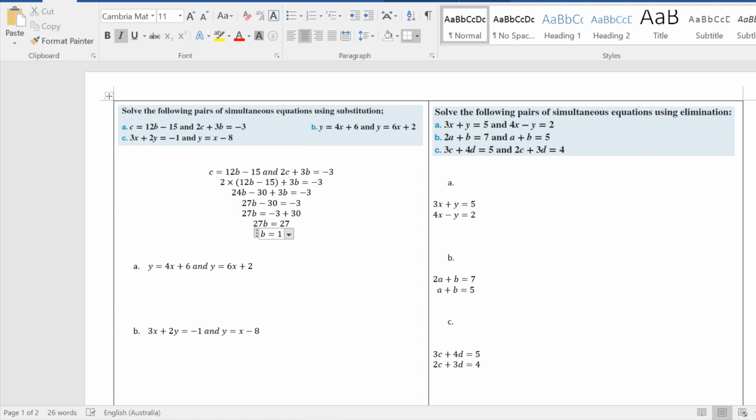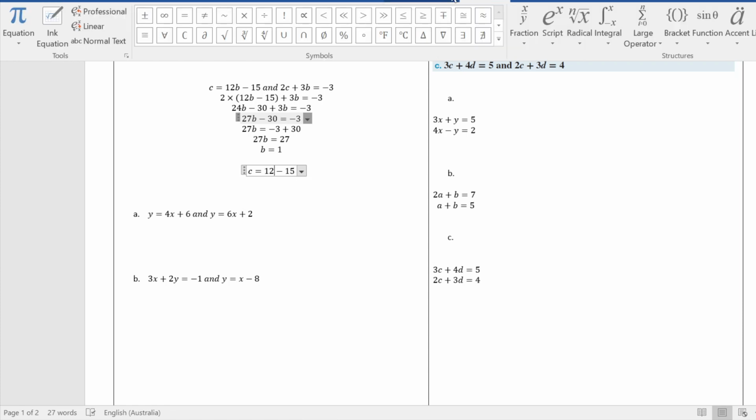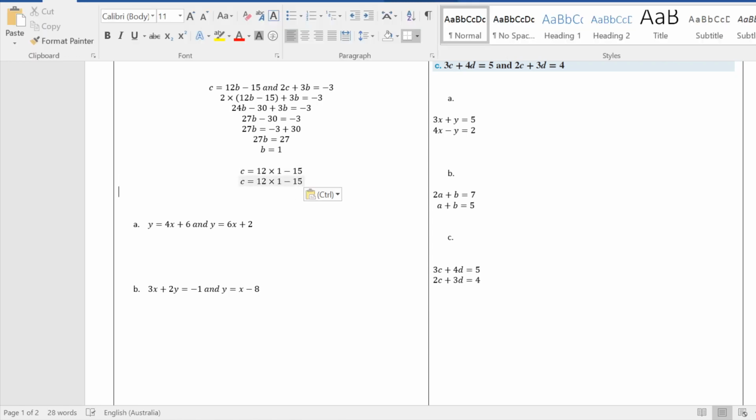All right, we know what our b value is. We can go back and we can find what our c value is. So now that we know that b equals 1, let's go back. Let's take this equation. You could use either, but we're going to take this one. To prove my point, I might do the other one as well. We'll substitute the b for 1. 12 times 1 is 12. 12 minus 15 will give you negative 3. So what we end up with is c equals negative 3.